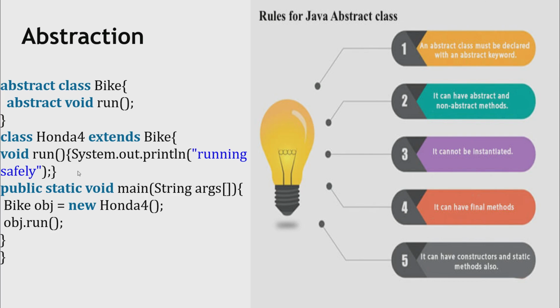I can create an object for this Honda 4 class only, but I can create a reference for this abstract class. See here, for this abstract class bike, the reference obj has been made which refers to the object Honda 4. So with obj.runoff, the control will pass to the void runoff method. The abstract class can have final methods. Also it can have constructors and static methods.